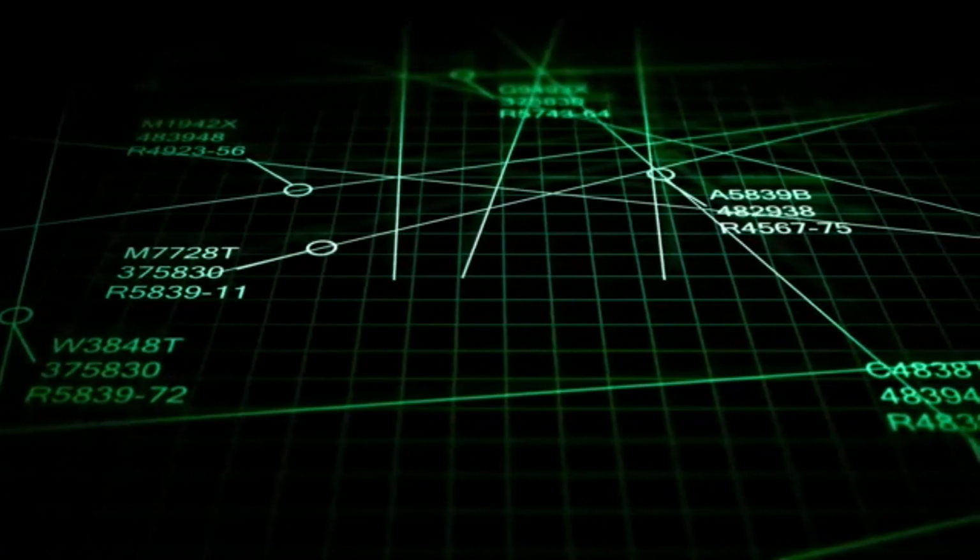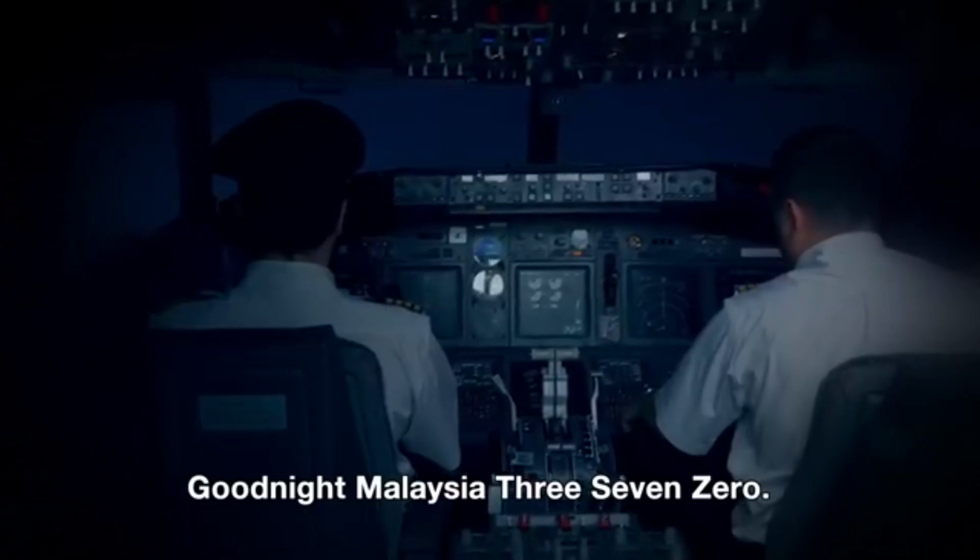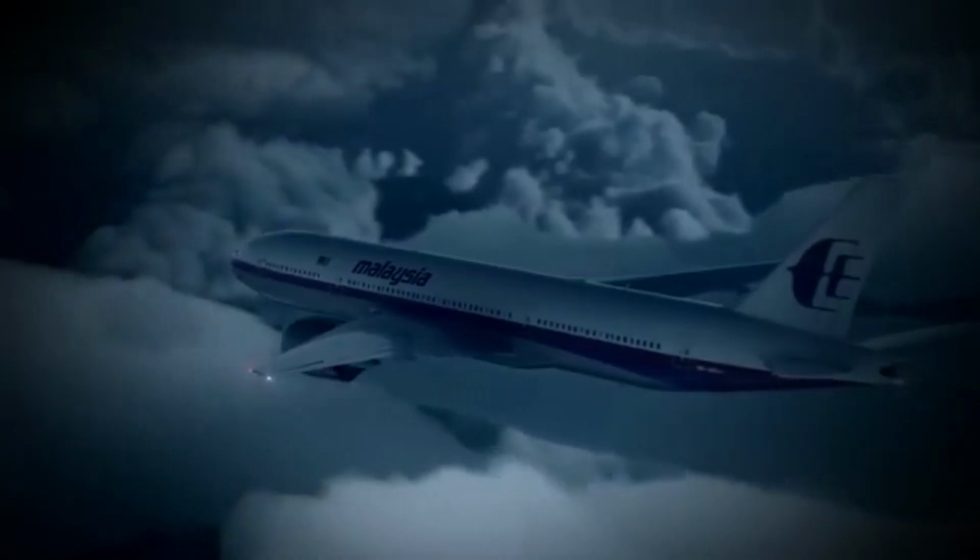The ACARS, that's the Aircraft Communications Addressing and Reporting System, the thing that basically gives you a constant data stream about the plane. It goes dark, along with the transponder. Someone wanted to disappear, you know? Makes you think, what was happening in that cockpit? And hold on, it gets weirder.